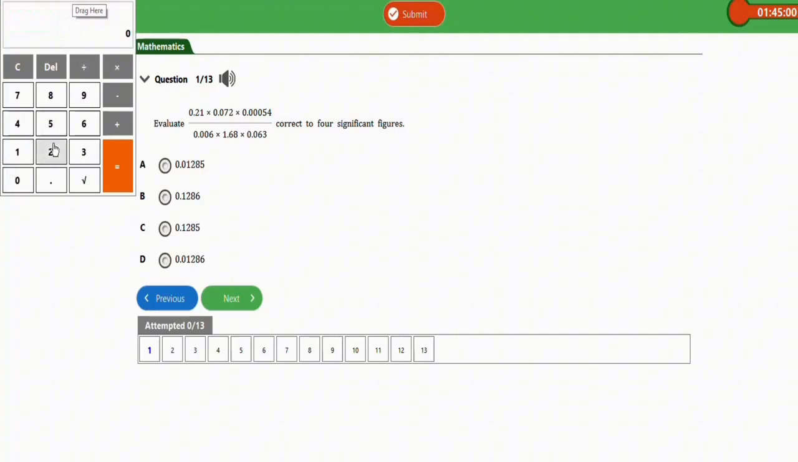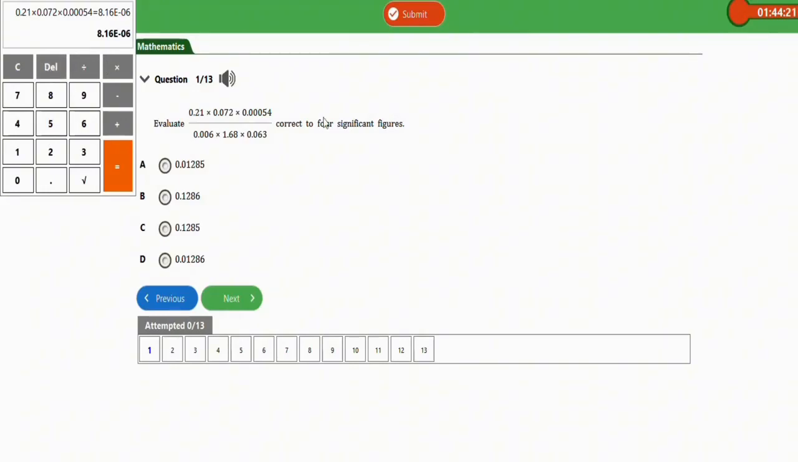So this is the JAMB calculator. We have the numerator 0.21, times 0.072, times 0.00054. Alright, so it's giving out this value in this output. Now for you guys not to get confused, let's just do this manually so that we get a definite value. So let's just solve it manually.